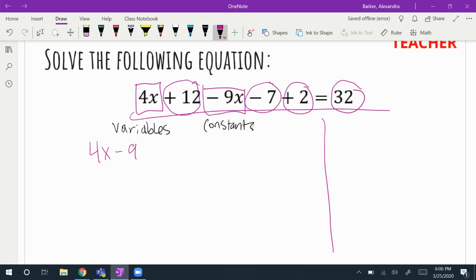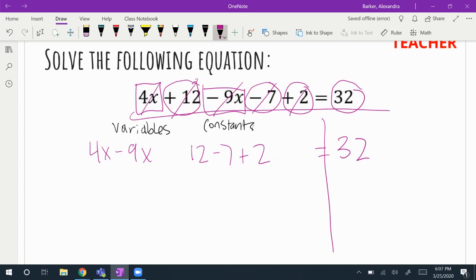So we've got 4x minus 9x, okay? Those two are done. Those are my variables. Now I'm going to put my constants next to each other. This was a positive 12, so we're going to say 12 minus 7 plus 2 equals, and then remember, I'm not going to worry about anything else on this side of the equation. All I'm going to start with is combining my variables and combining my constants.